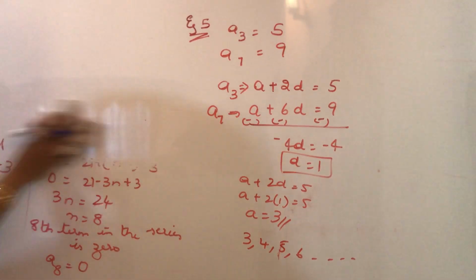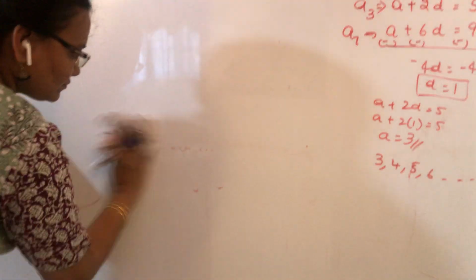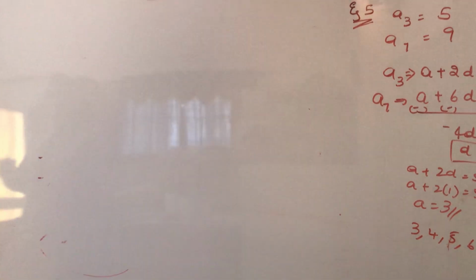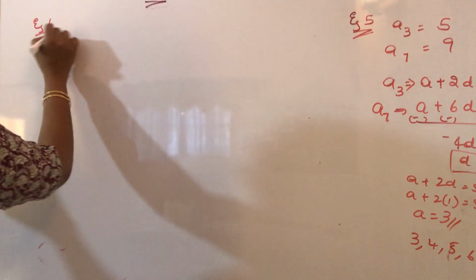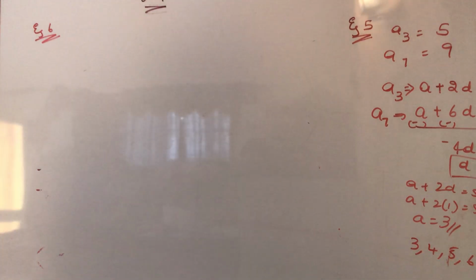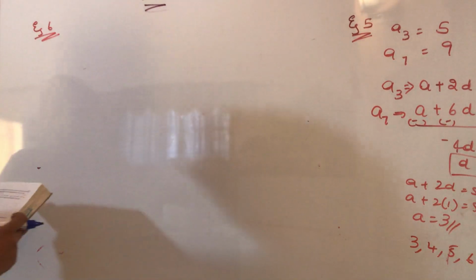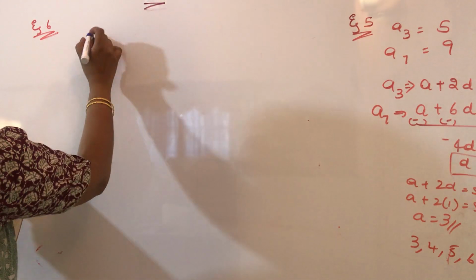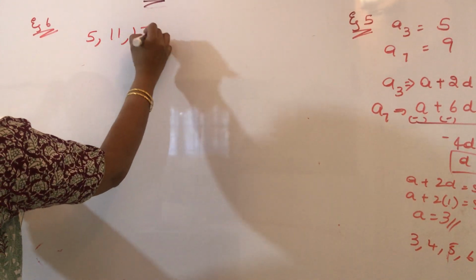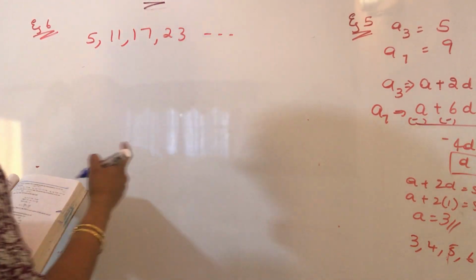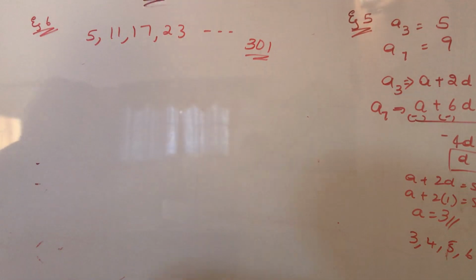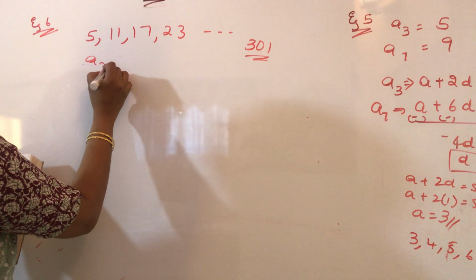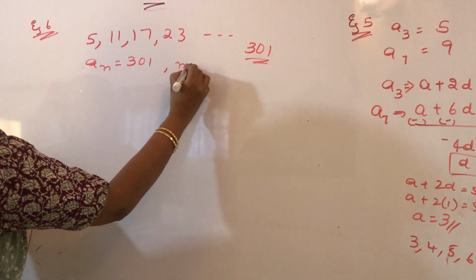Now see example 6. Example 6 is: check whether 301 is a term of the list. The series given is 5, 11, 17, 23. Now they are telling us to check whether this 301 will come in this series or not. That means A of n is 301, find n.